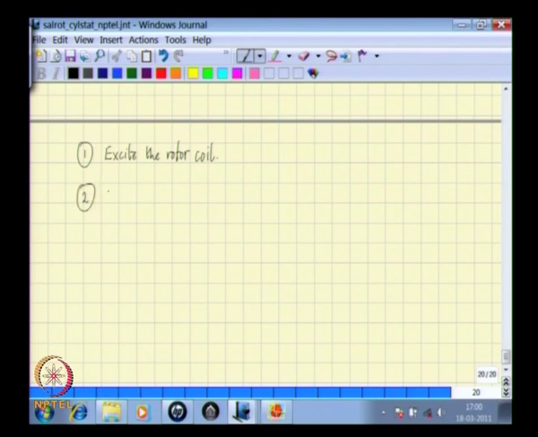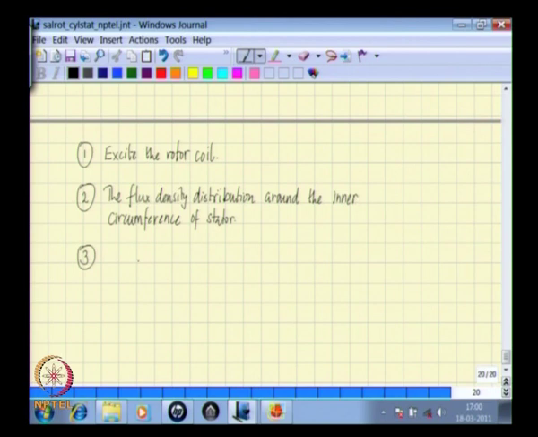So we have excited the rotor coil. We had then found out the flux density distribution around the inner circumference of the stator, and this waveform was a quasi square wave, in the sense it has a flat top over a certain angular distance, and then it is 0 elsewhere, and then a negative flat top, and so on.